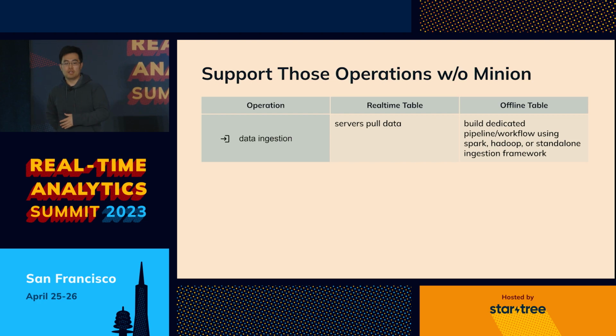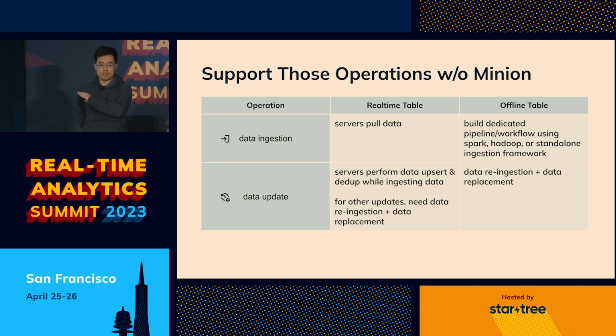For offline tables, users need to build a dedicated pipeline using Spark, Hadoop, or Pinot itself, where we provide a standalone ingestion framework. So users can also make use of that to build a data ingestion pipeline.